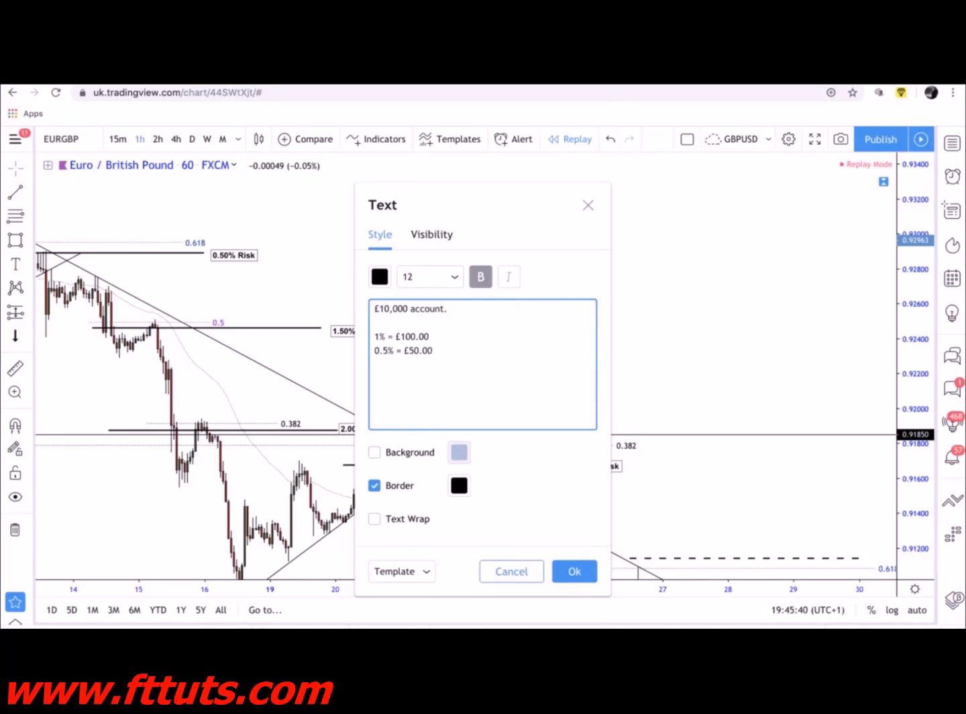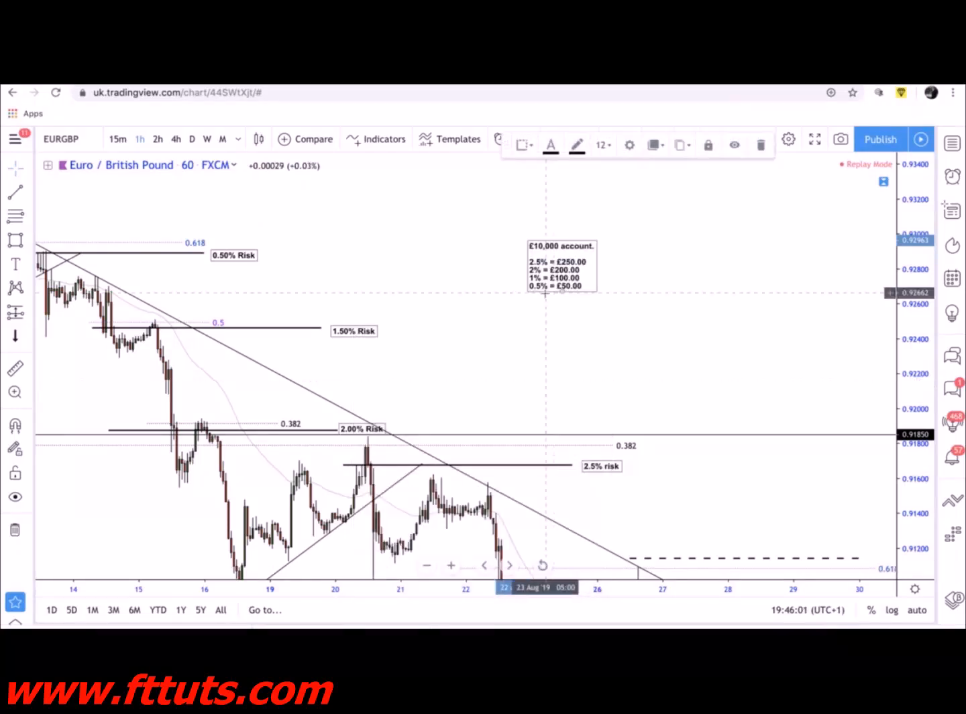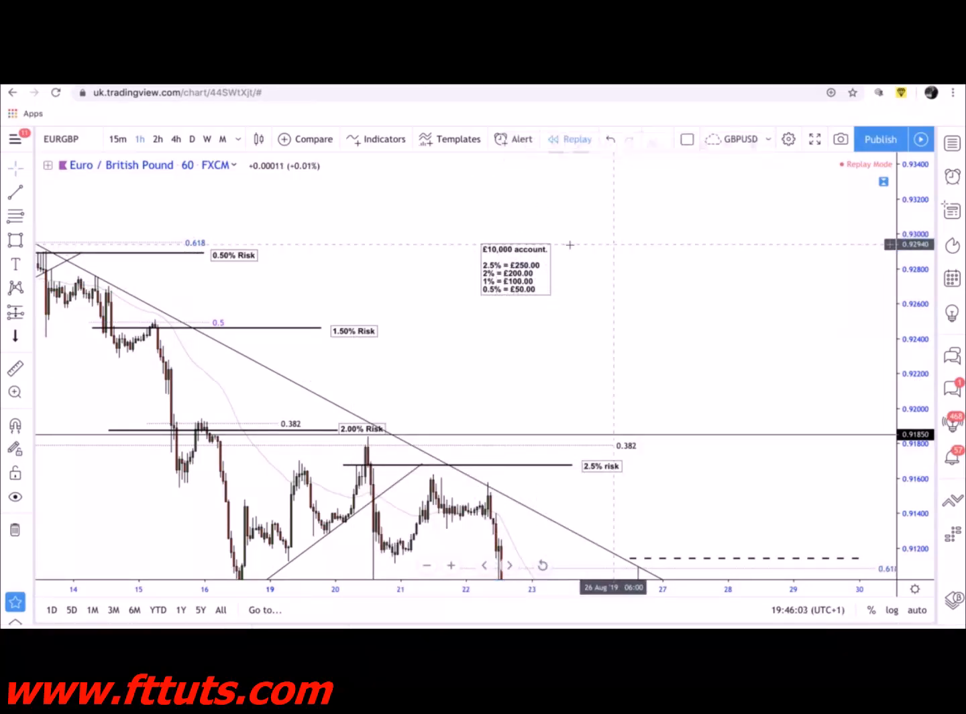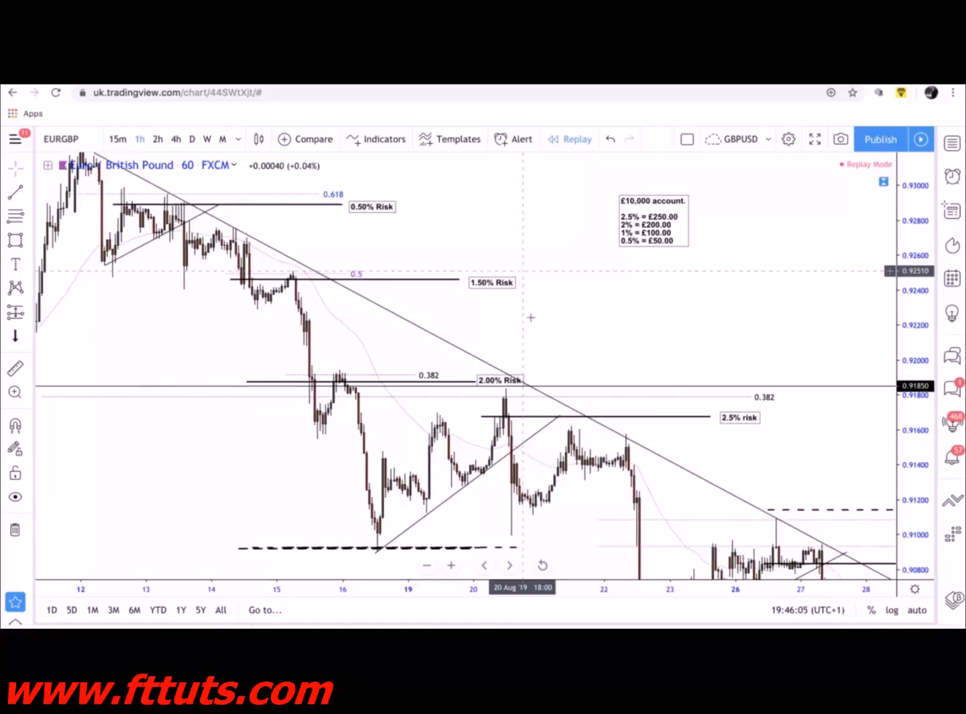Okay, and then we've got 2% equals £200, and then we've got 2.5% equals £250, like that. Okay, now that's what we're risking. So on this 0.5% risk, let's work that out together.